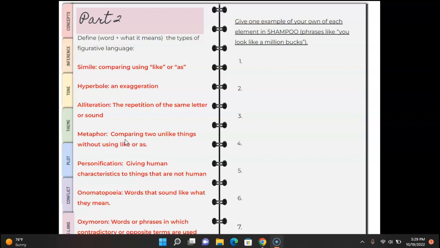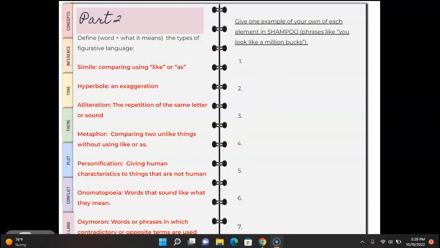We're going to be looking at some of these next week, but you're welcome to look up some for your challenge on the right-hand side of this paper, which is to give one example of your own of each element in shampoo. Example would be, you look like $1,000,000. That would be a simile. Try not to use the examples that I just gave you. If you want to look some up on Google, you're more than welcome to do so. Once you have the red text and those 7 shampoo examples filled in, you can continue to the last slide of the lecture.